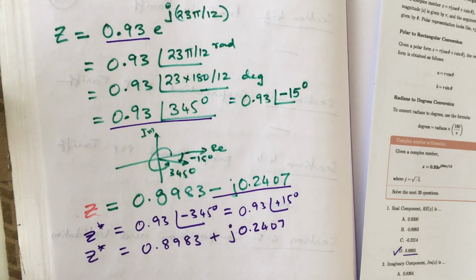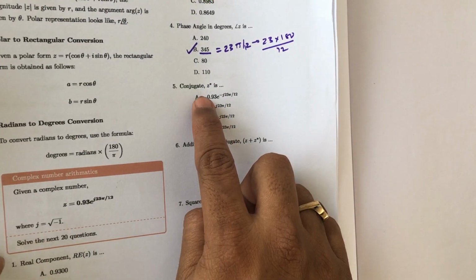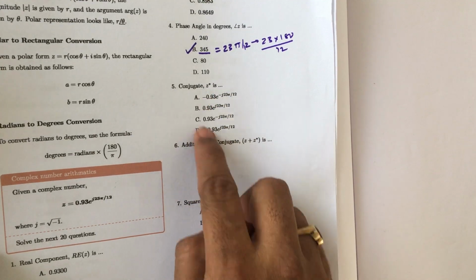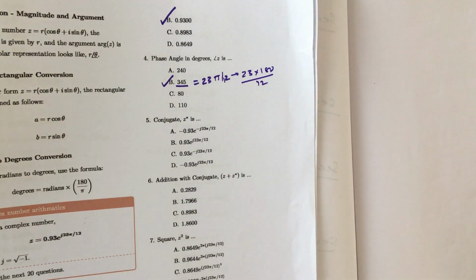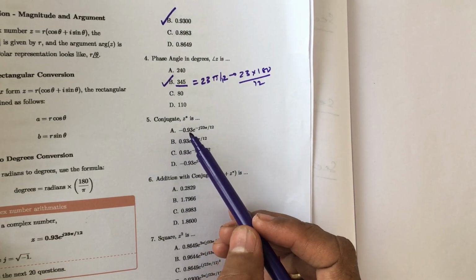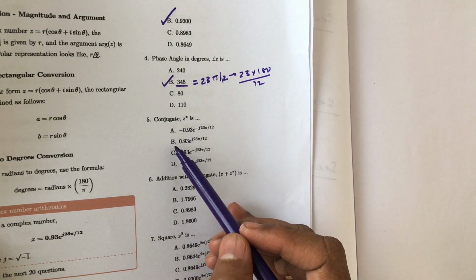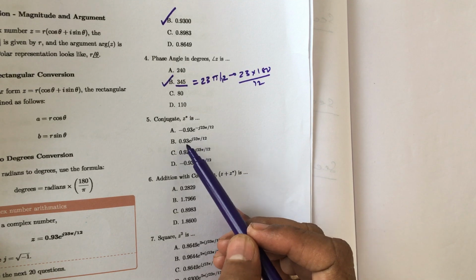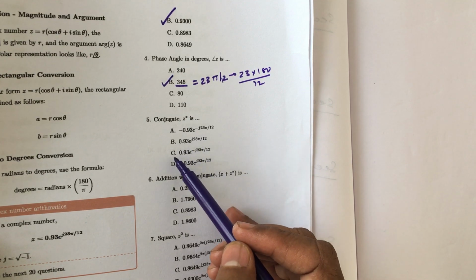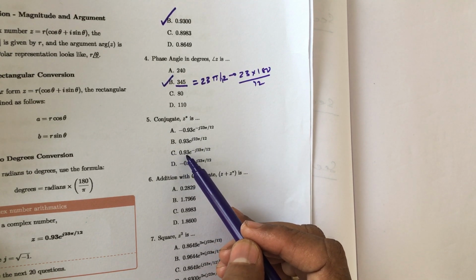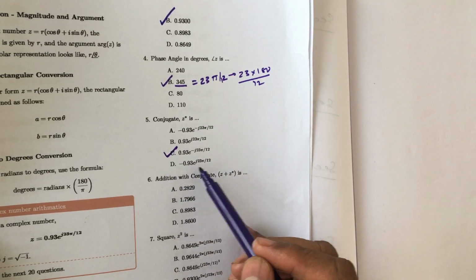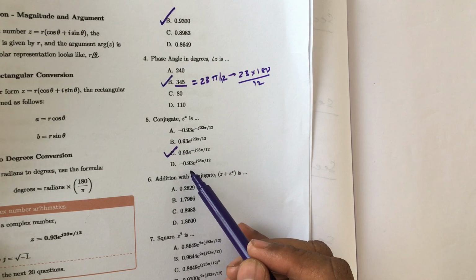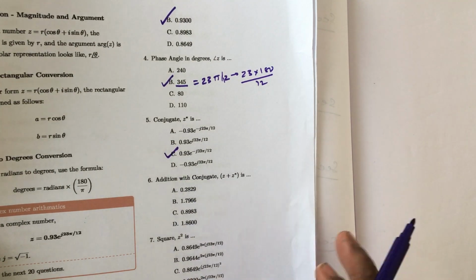So now let's try to solve this question. What is the question? Z conjugate. Here it is again given in the exponent notation. If you look at A, the magnitude is minus, so that is wrong. B is exactly the same as the number, so that is wrong. C, yes, the magnitude remains the same and the angle gets a minus sign. So C is correct, and D is also wrong. So anyway, that is completed.